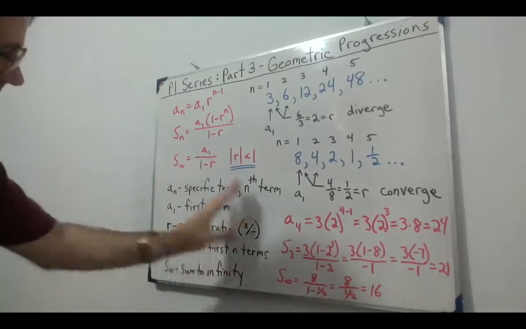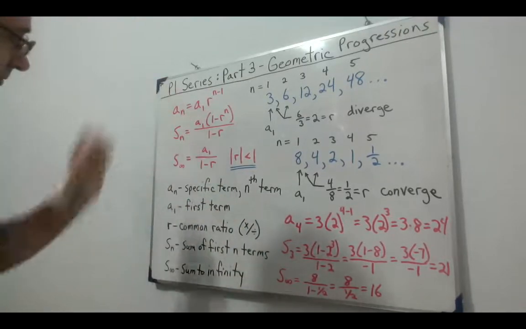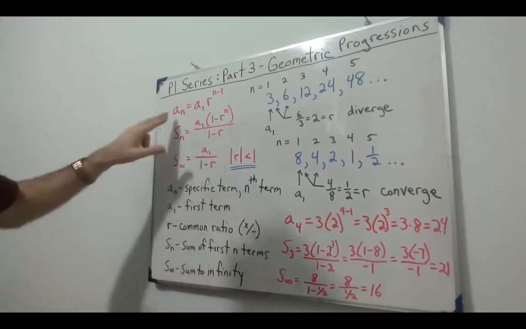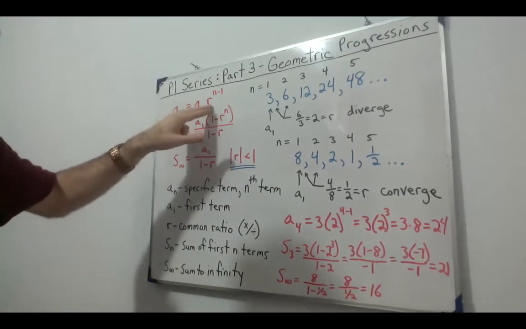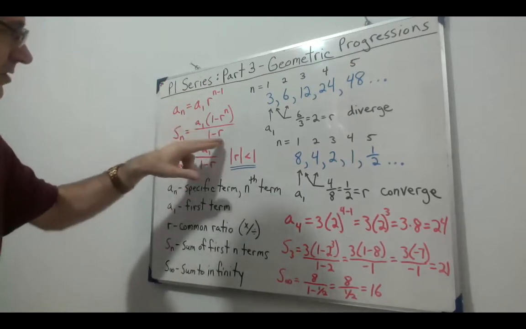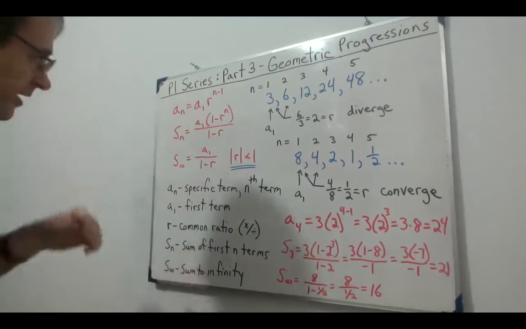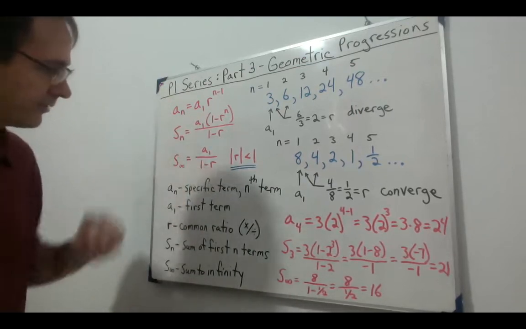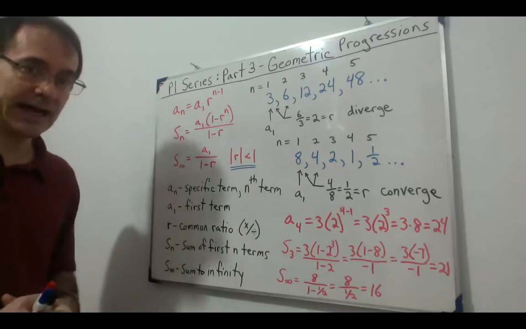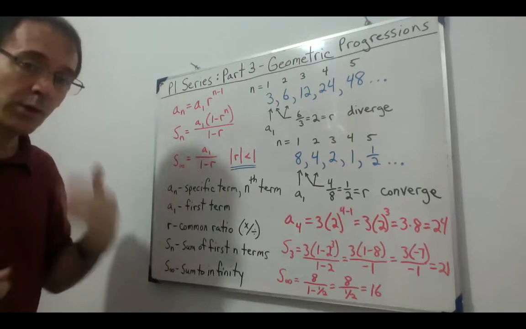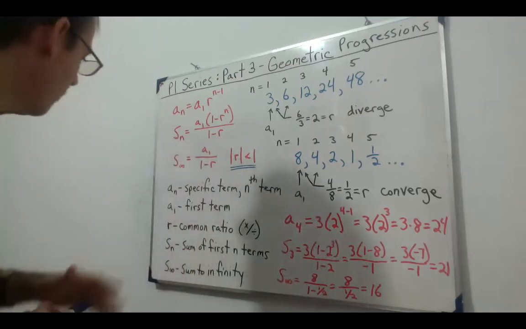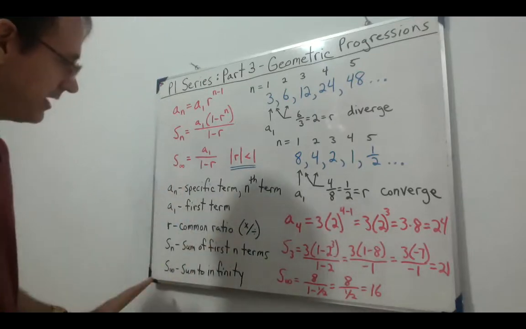So here are our definitions of the different variables. Again, notice there's quite a few variables. There are 4 different variables here, 4 different variables there, and 3 different variables here, meaning there's a lot of ways these questions can be asked depending on what information they give you, and which variable they want you to find. So here again is the definition.